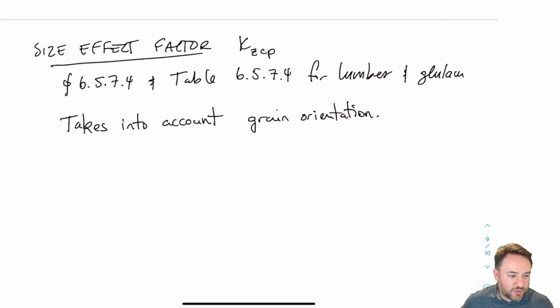So this is one of those situations where the size effect factor for this particular resistance is not directly related to grading, but instead it is related to grain orientation. Of course, grain orientation is one portion of grading, but that's in terms of tension strength, for example. Grain orientation is an important component to grading, but this is something that's not generally graded for compression perpendicular.